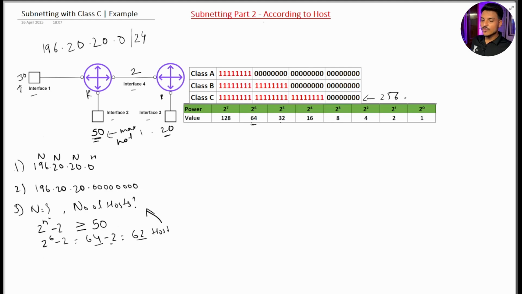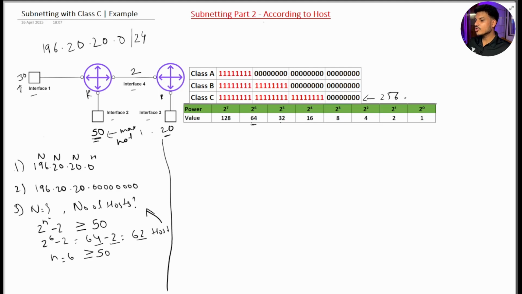So why are we separating these two? These are the first and the last IP of that range, meaning the subnet or network ID and the broadcast IP. So n is equal to 6, it satisfies our condition, which is greater than or equal to 50.